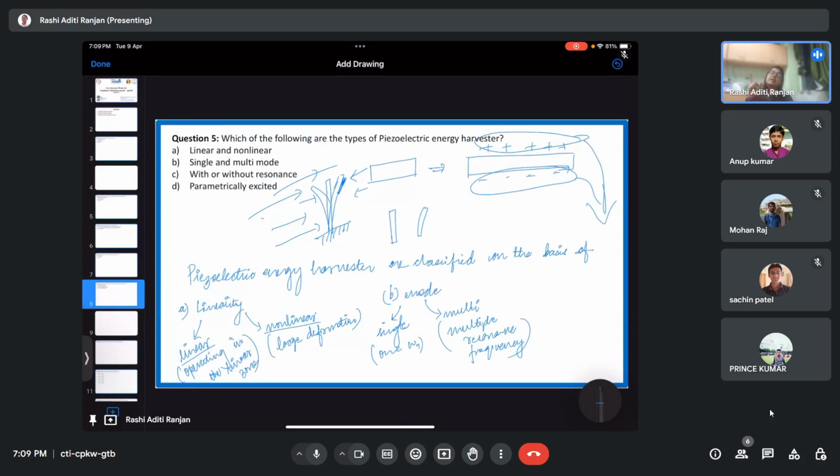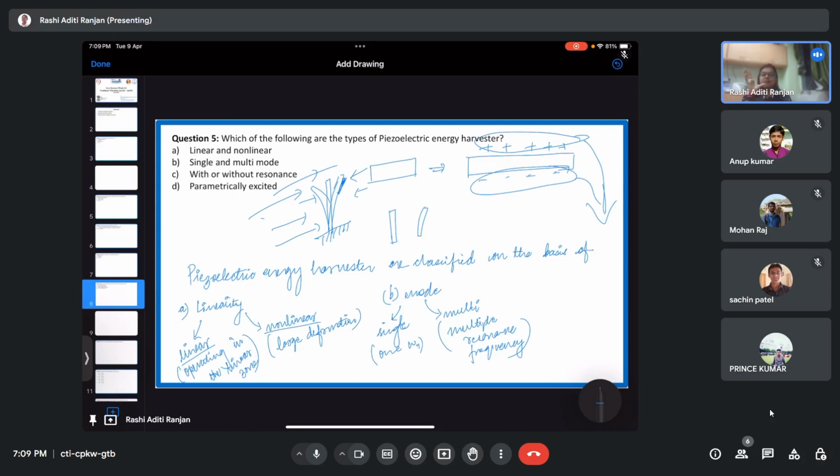It could be a single mode energy harvester. It could be a multi-mode energy harvester. It could be an internal resonance energy harvester. It could be a without internal resonance harvester. It could be a parametrically excited energy harvester. It could be a directly excited energy harvester. It could be a simultaneously excited energy harvester, or it could be a randomly excited energy harvester.